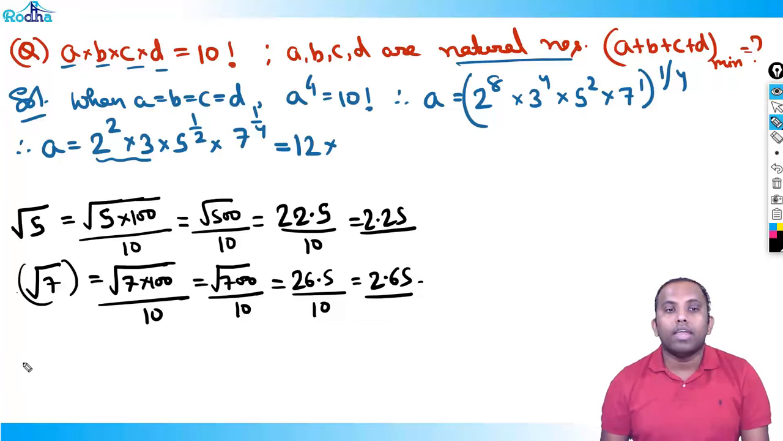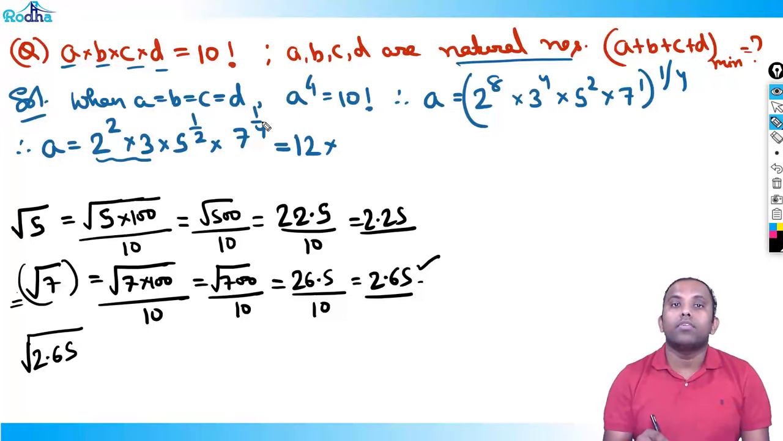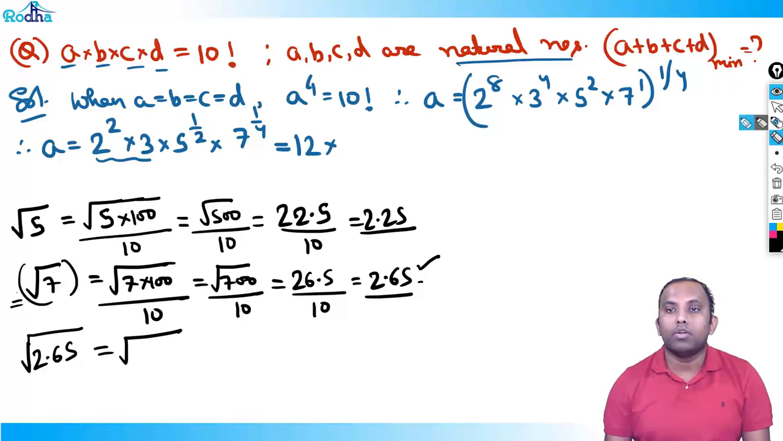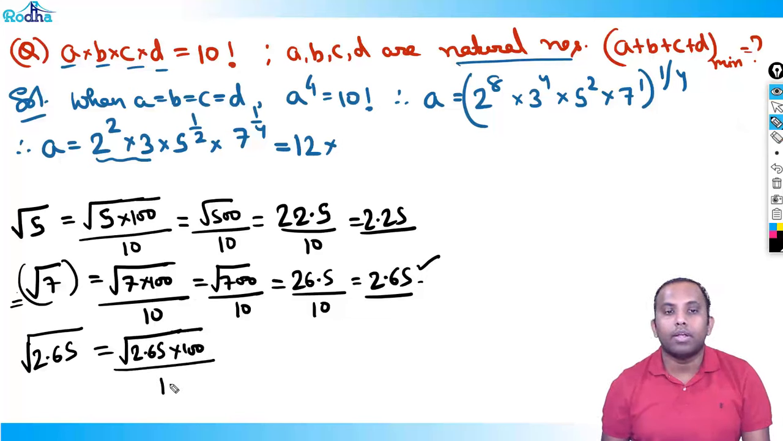But we have to calculate 7 raised to 1 by 4. So I have to calculate one more square root, right? It is 7 raised to 1 by 2. We got 2.65, but we have to calculate 7 raised to 1 by 4. So, double square root. 7 raised to half into half is 1 by 4. So again, we just square root 2.65. Same funda. Multiply 2.65 by 100 inside the bracket and divide by 10. It becomes root 265 by 10.